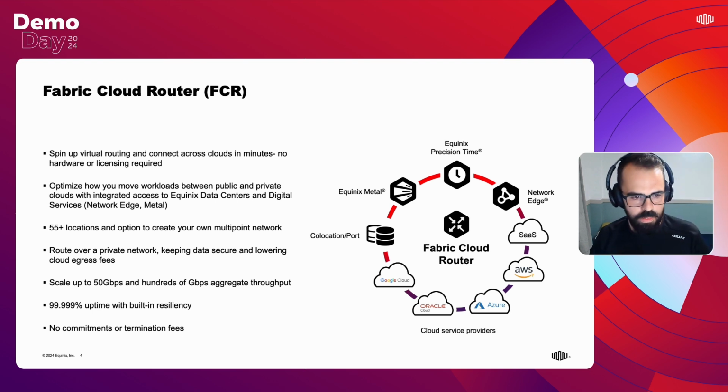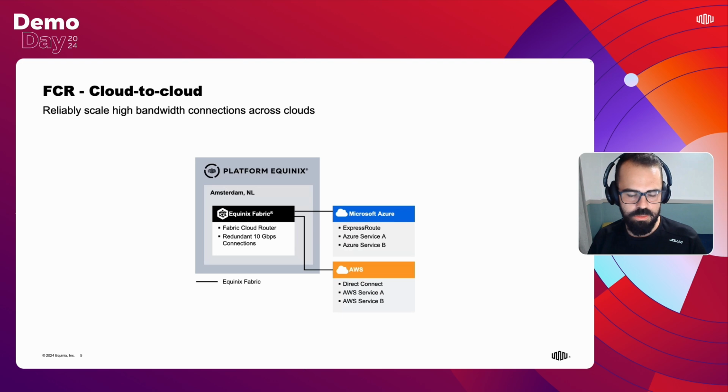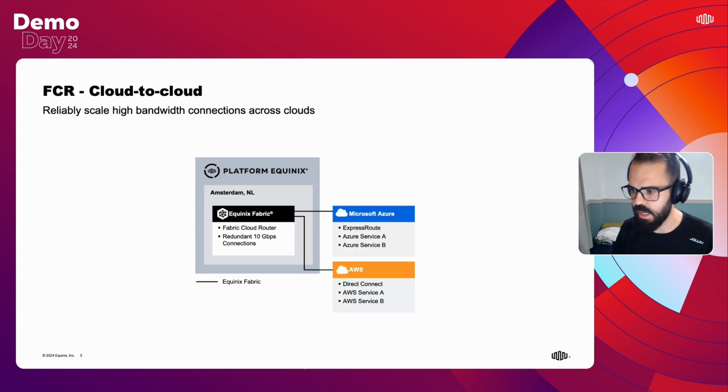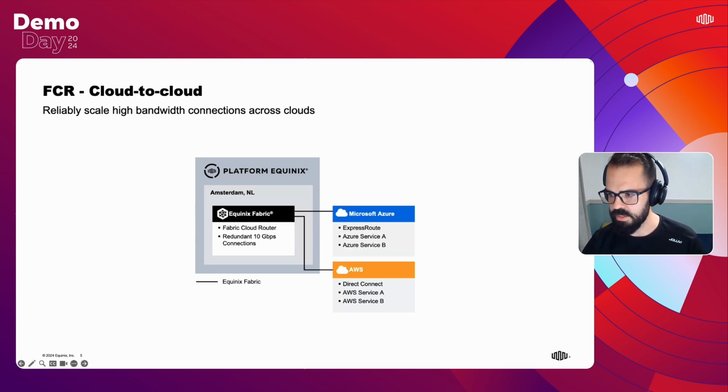We distinguish between two different main use cases. The first one is the cloud to cloud or multi-cloud connectivity. In this case, the Fabric Cloud Router is going to work as a central point to route traffic between the different clouds. In this picture, we have an example of two clouds, but it could be multiple of them.